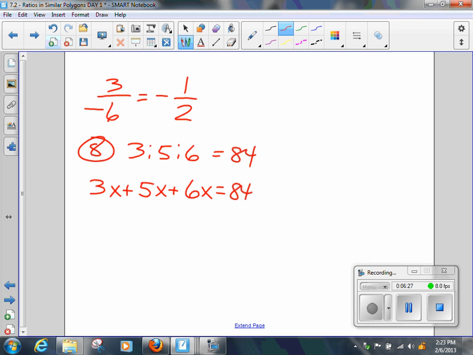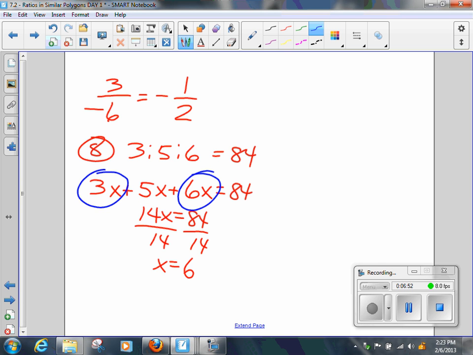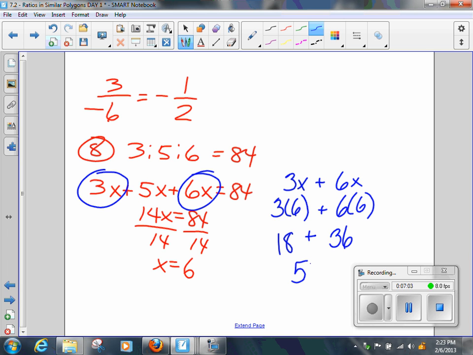Adding like terms, 3x plus 5x plus 6x is 14x. What's 84 divided by 14? Somebody help me out, please. 6. And then it said, what's the sum of the smallest and the largest? If you look at 3x, 5x, and 6x, which is the smallest? The 3x. What's the largest? 6x. 3 times 6 is 18. 6 times 6 is what? 36. 54.